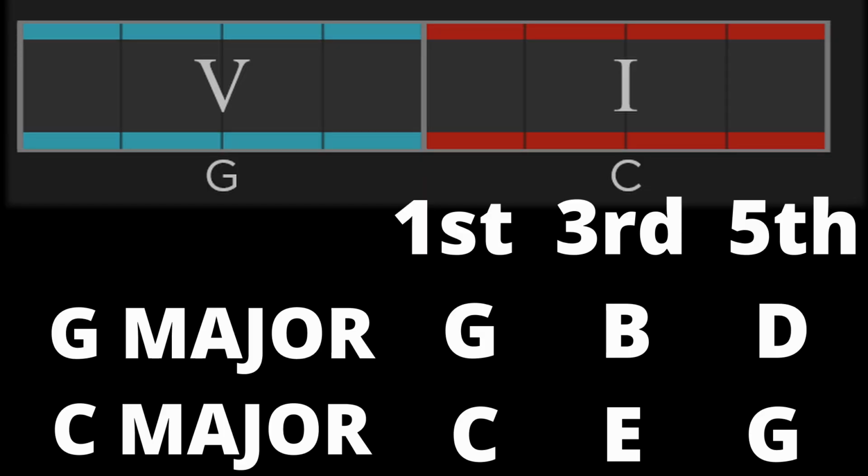Let's look at our 5-to-1 change in C major to demonstrate this. The 5 chord in the key of C major is G major. The G major chord has the notes G, B and D. The C major chord has the notes C, E and G.